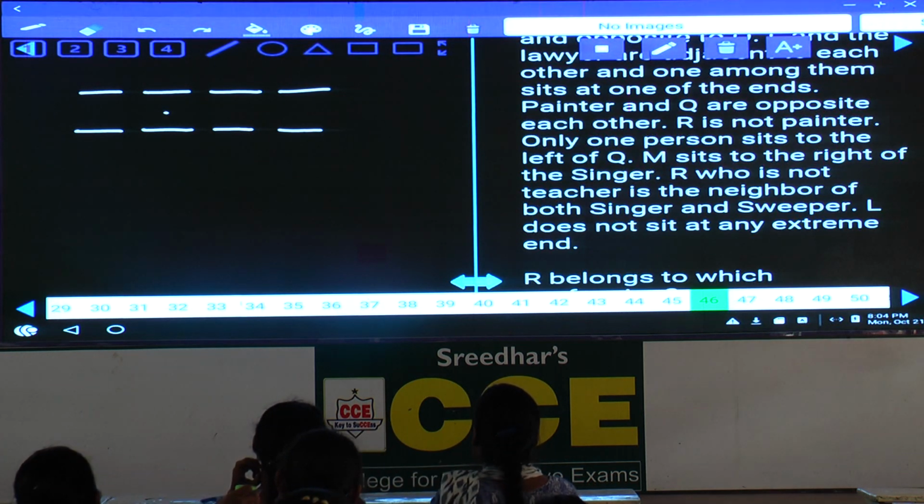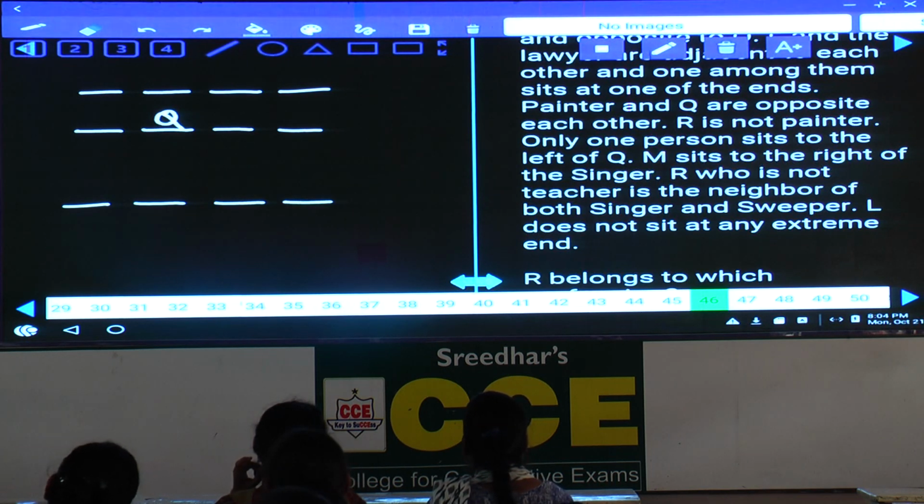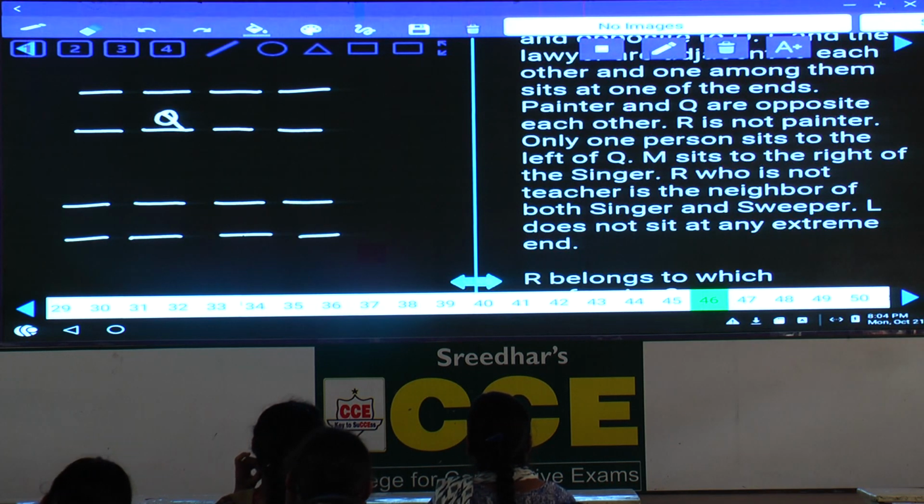Only one person sits to the left of Q. Q can be here. Or what is the other possibility? 1, 2, 3, 4. 1, 2, 3, 4. Q can be here. Only one person sits to the left of Q.